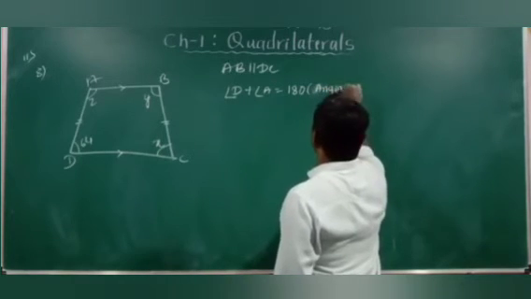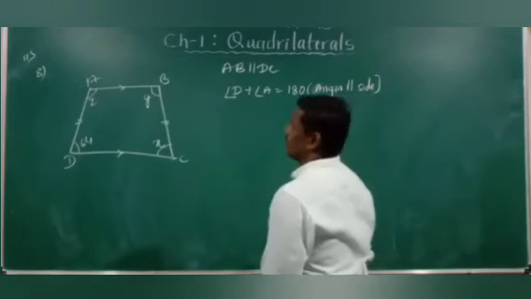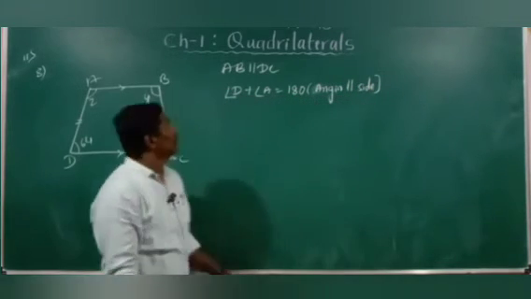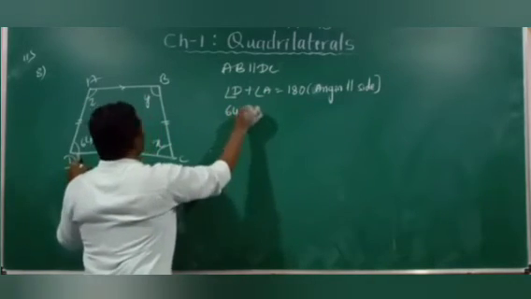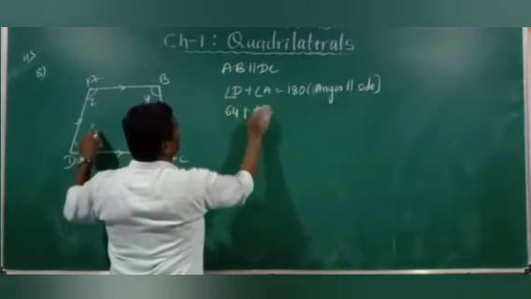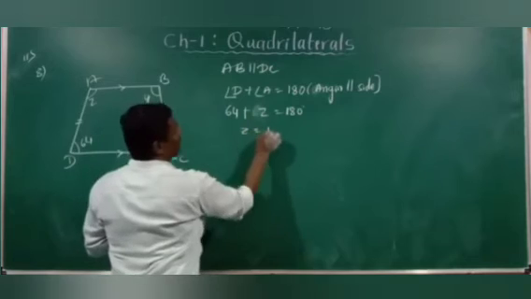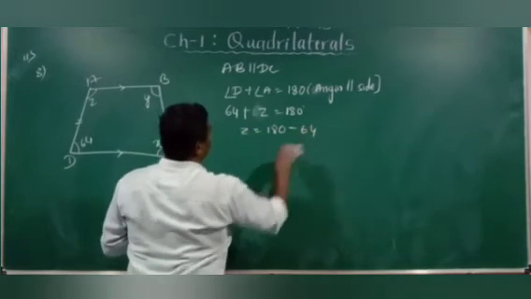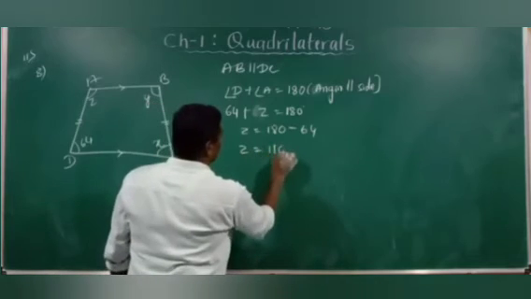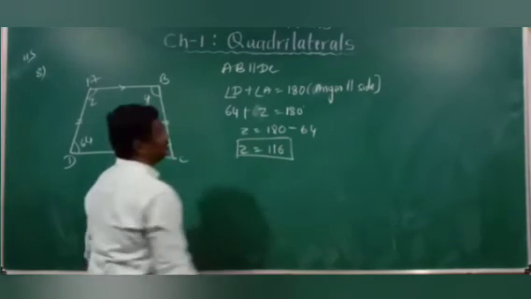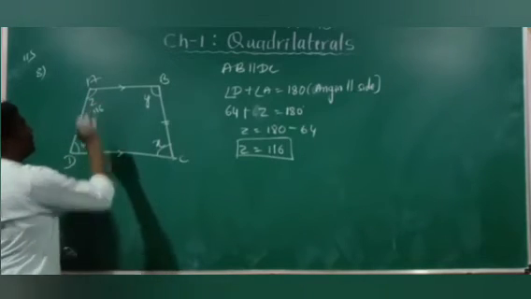Angles between the parallel sides. Angle D is already given, that is 64. Angle A plus angle D is equal to 180 degrees, therefore Z is equal to 180 minus 64, which is 116. So the Z value is 116.